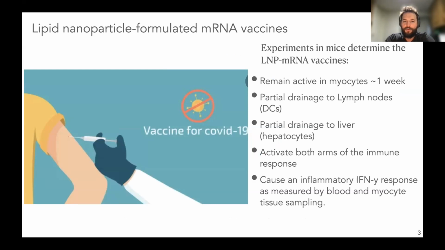Partial drainage to the lymph nodes, primarily targeting dendritic cells. Partial drainage to the liver. That we know from mice studies and from human studies, it's activating both vaccines, the Moderna and Pfizer, activating both arms of the immune system. And we know from clinical data in humans that there's a fairly pronounced inflammatory response, particularly through monitoring IFN-gamma, as measured by both blood and myocyte tissue sampling. So that's both in mice and in humans with the specific vaccines that we're working with.